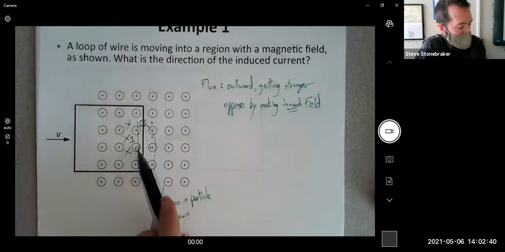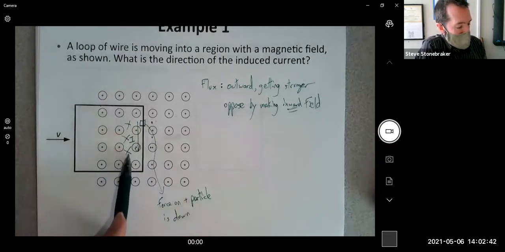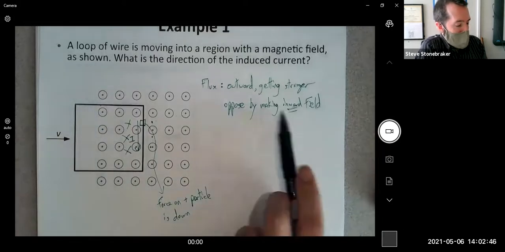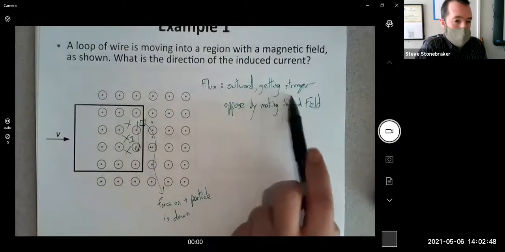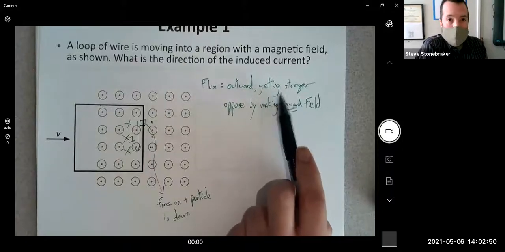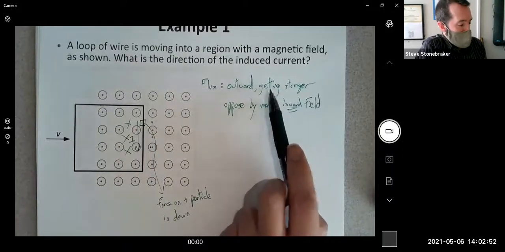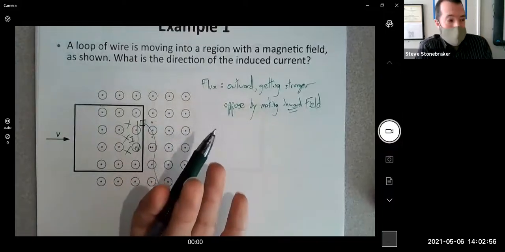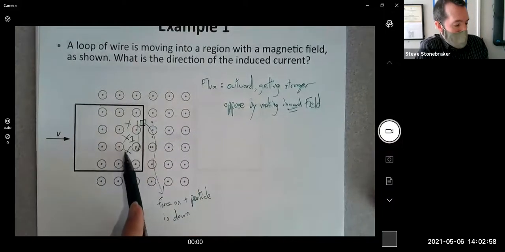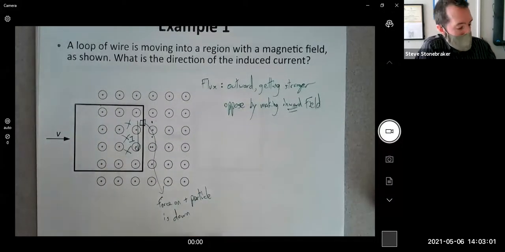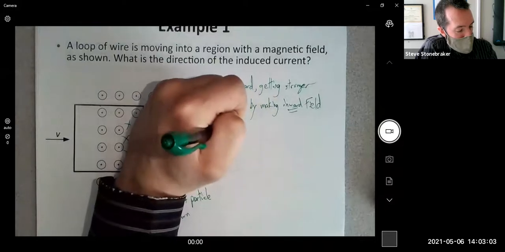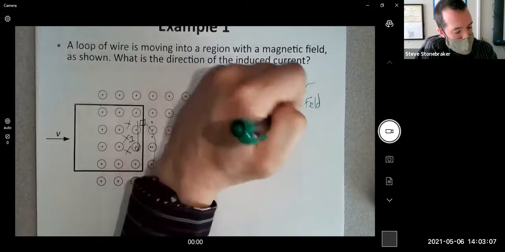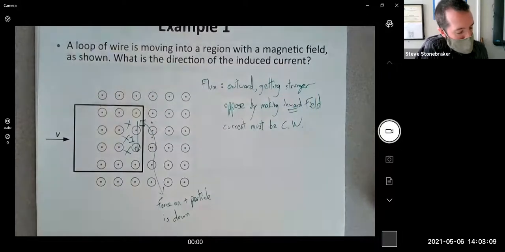So if the current flows this way, it generates X's on the interior of the loop, and that opposes this original change in the flux in the first place. I was getting more and more dots. I want to cancel some of those dots with X's. The way I would make X's is by having a clockwise current. So the current must be clockwise.